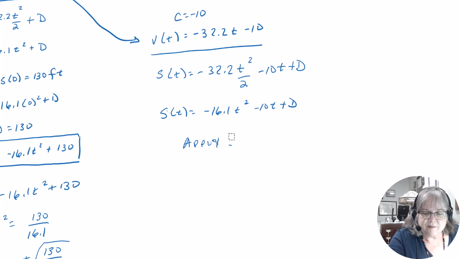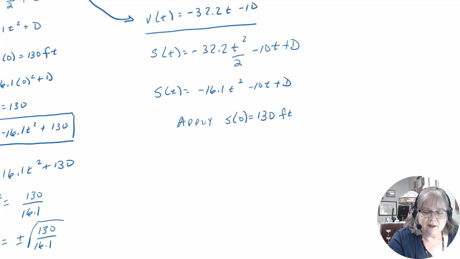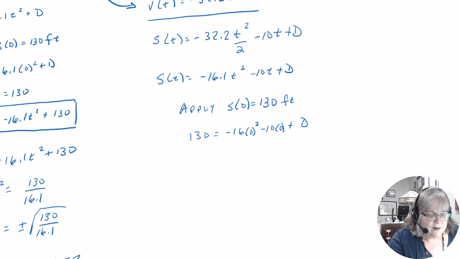originally we're still standing up there at that 130 feet up above the ground, right? That would be my initial condition. So 130 equals negative 16t squared minus 10t plus d, but all the t's are zeros, right? Because t is 0. So d is 130.